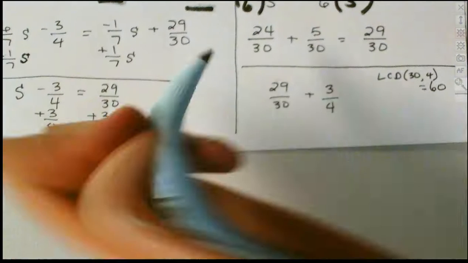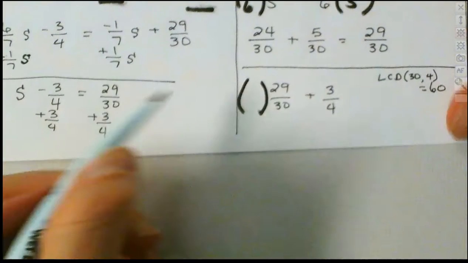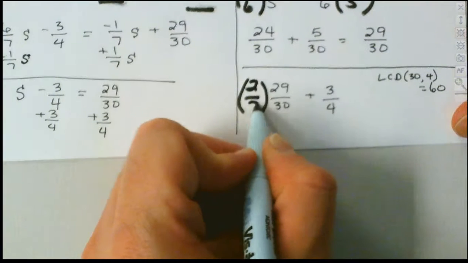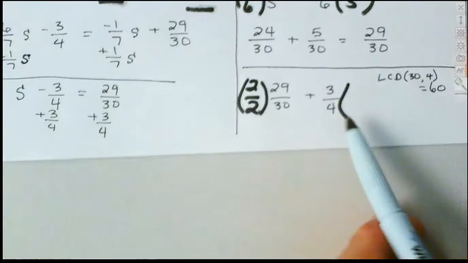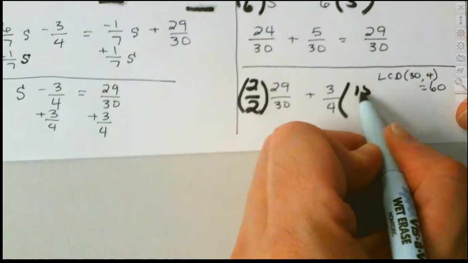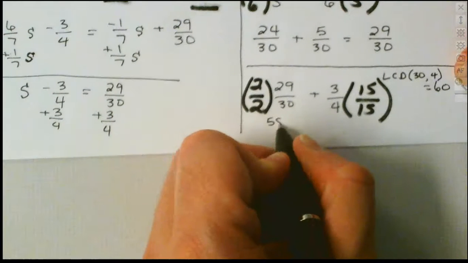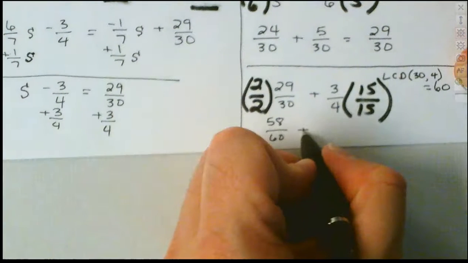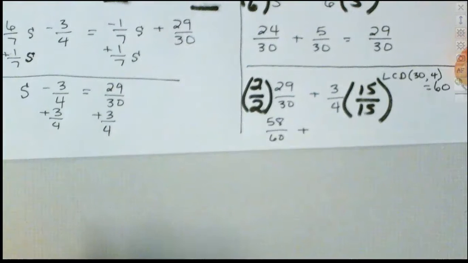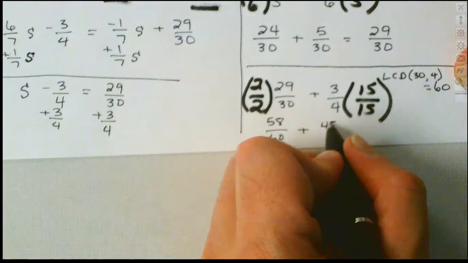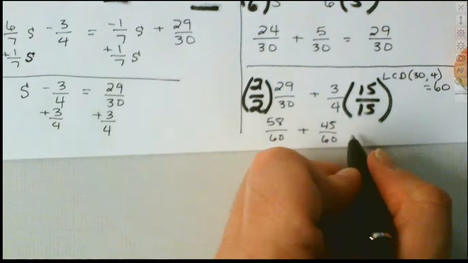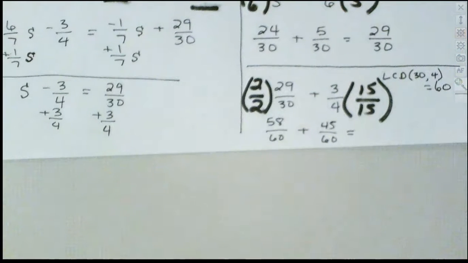So now let's go ahead and multiply that 29/30 by 2/2. And 60 divided by 4 is 15, so we need a 15/15 here. Now we need 29 times 2. I believe that's 58. I'll just double check myself. Yep, it's going to be 58/60. And then we've got 3 times 15. That should be 45/60. They have the same denominators, so they can be added together.